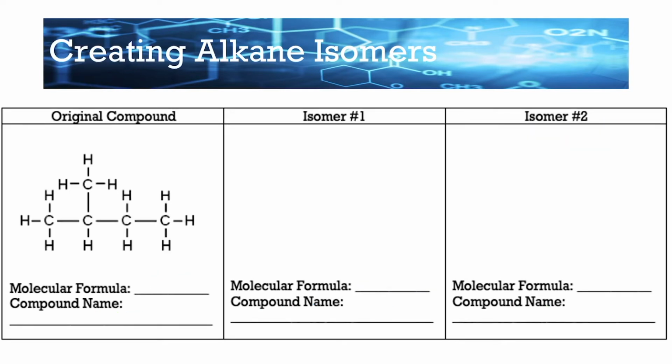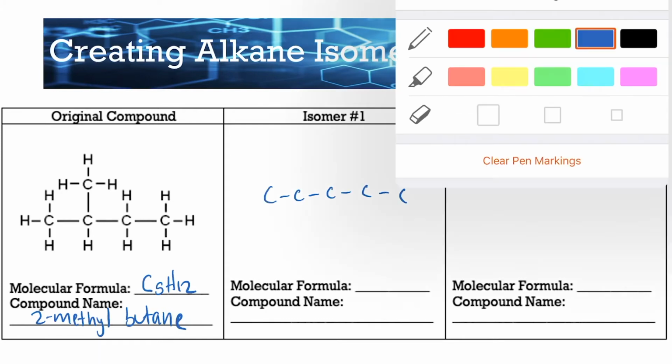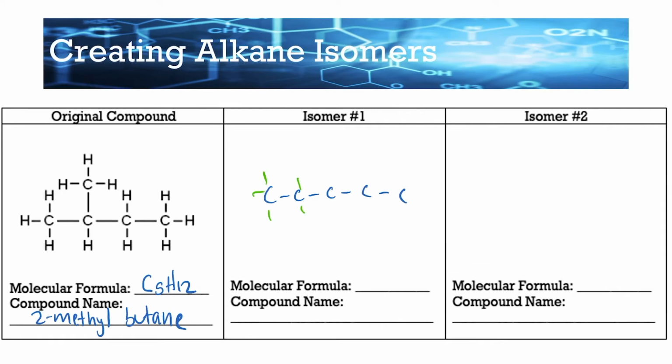Okay. Last example. Again, I'm gonna go through this a little bit quicker because now we've done this a few times. This formula is C5H12, and it is named 2-methylbutane. So when you have a branch, one of the quickest ways to make an isomer of that is just to create the long, straight chain of this. So you have our 5 carbons, and then everything in green is an H. We still have that C5H12, and this compound is named pentane.